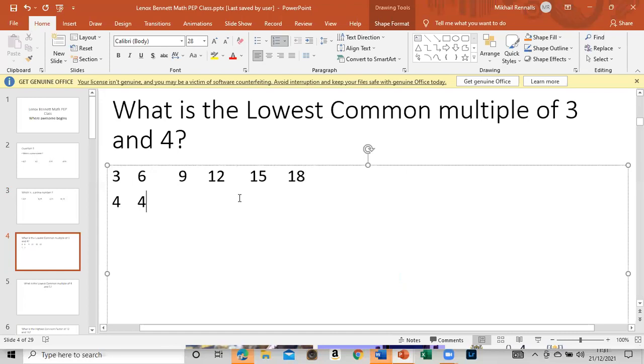So we start with 4. We add 4 to 4, we get 8, and we add 8 plus 4, we get 12. So the first number that comes in both of them is known as the lowest common multiple, or as we popularly call it, the LCM. All right, very good job, guys.